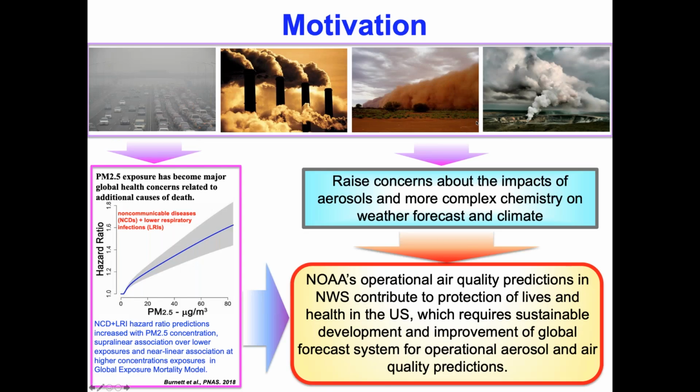It is well known that aerosols come either from anthropogenic activity, such as vehicles or industry, or from natural sources, such as dust storms or volcanic ash. They play an important role in impacting human beings. On one hand, they raise concerns about aerosol radiative forcing, the aerosol radiative impact on weather forecasts and climate change. On the other hand, aerosol PM2.5 exposure has become a major global health concern related to additional causes of death. A paper published in 2018 pointed out that non-communicable diseases and lower respiratory infections increase with PM2.5 concentrations, which is nearly linearly associated with higher concentration exposure.